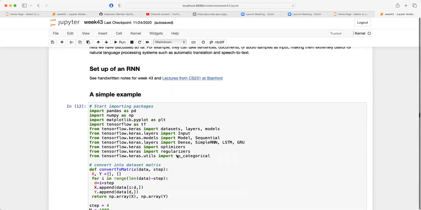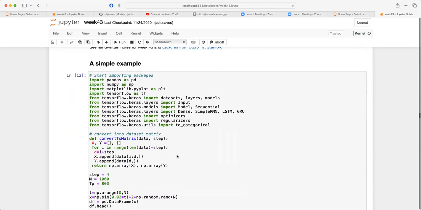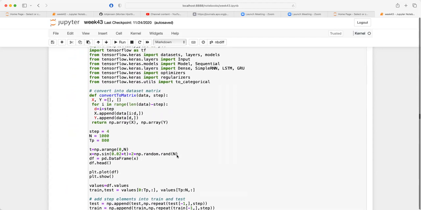There's a simple example here where what I'm doing now is to define a function which is a sine function, as you see here. So that's the function which I want to train to, and t defines a time. And as you can see here, I've defined 1,000 time steps.